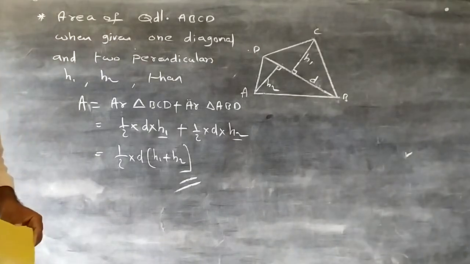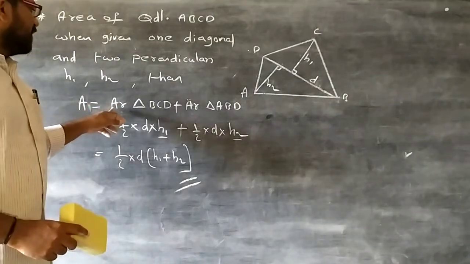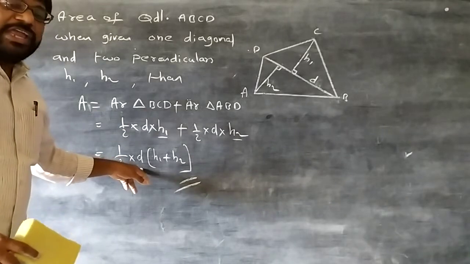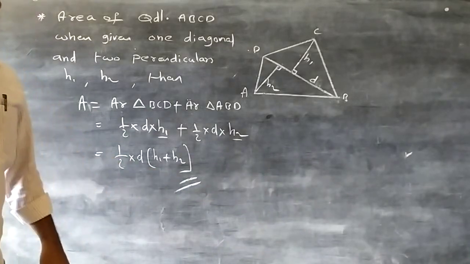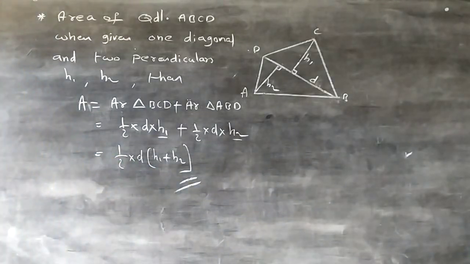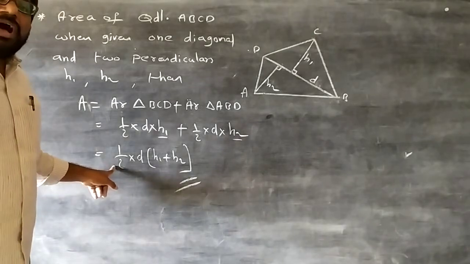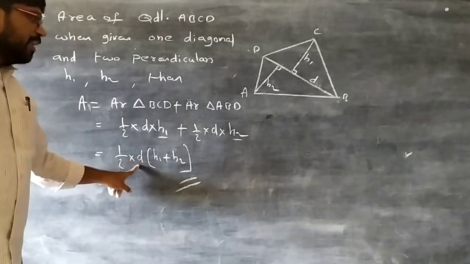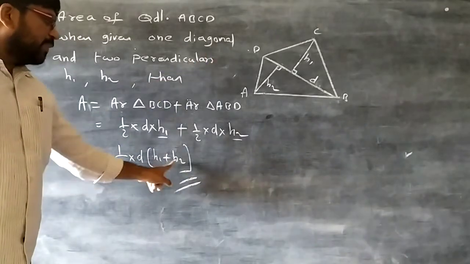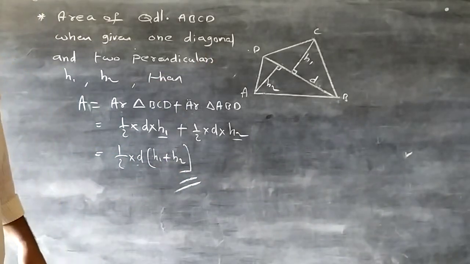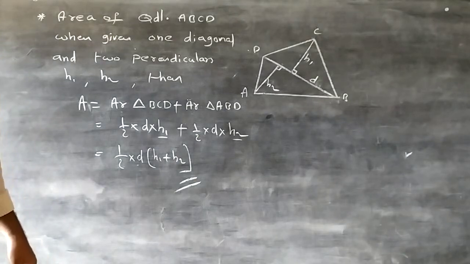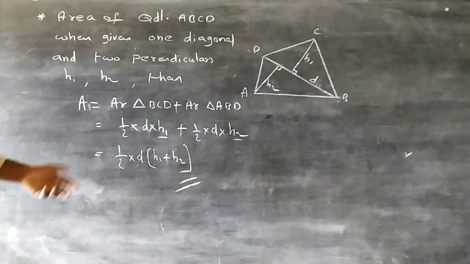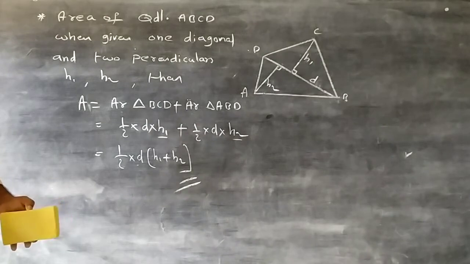So area of quadrilateral ABCD is equal to half into D into (H1 plus H2). Keep in your mind, very important. Area of quadrilateral formula: half into D into (H1 plus H2). Here D is the diagonal and H1 and H2 are perpendiculars from opposite vertices to the diagonal, right? It is the area of quadrilateral, right?